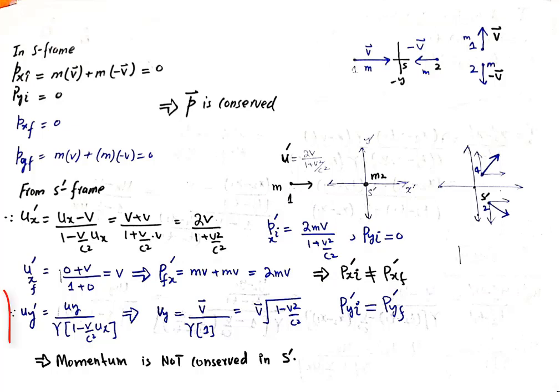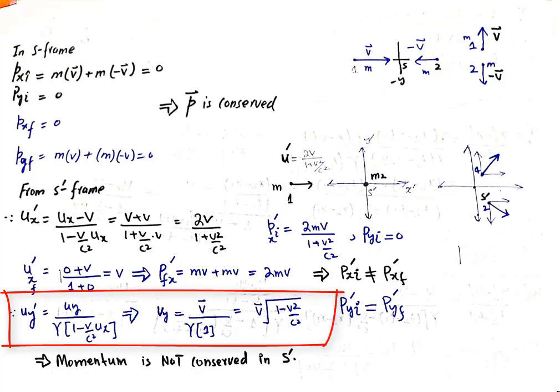Also, for the y component you can use the transformation equation. So this is our transformation equation: uy prime is equal to uy divided by gamma times (1 minus v by c squared into ux). Before collision there is no motion along the y-axis, so the momentum will be 0, and after collision, yes, there is a motion. So you can check these two cases. Here in this figure, uy is equal to v. The y component of velocity is v in the S frame, so I can put v here, and because ux is 0, this gives me v by gamma.